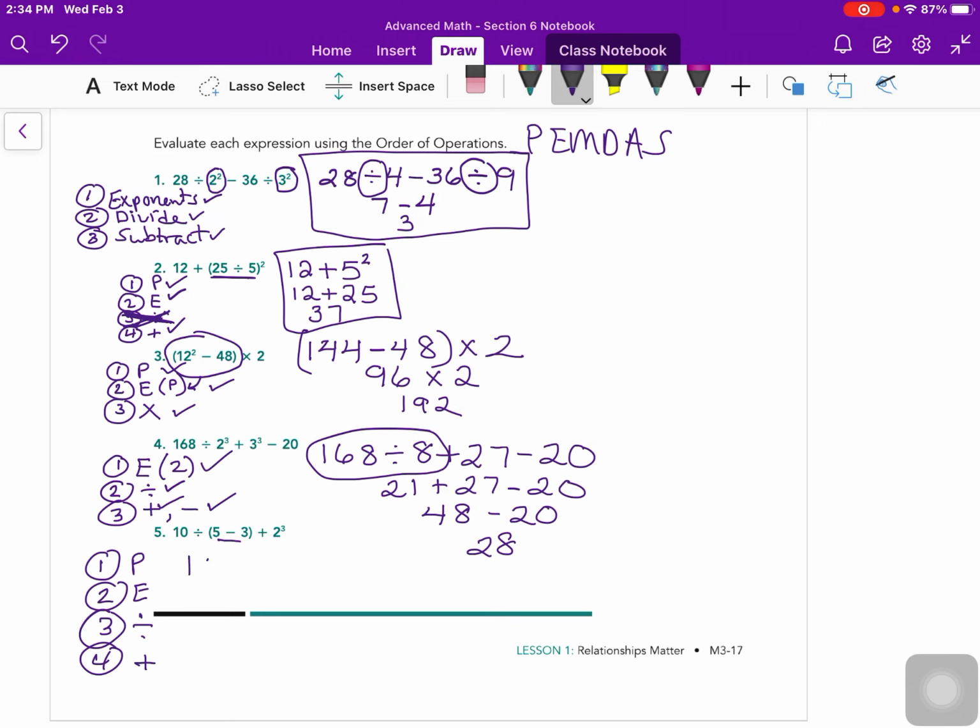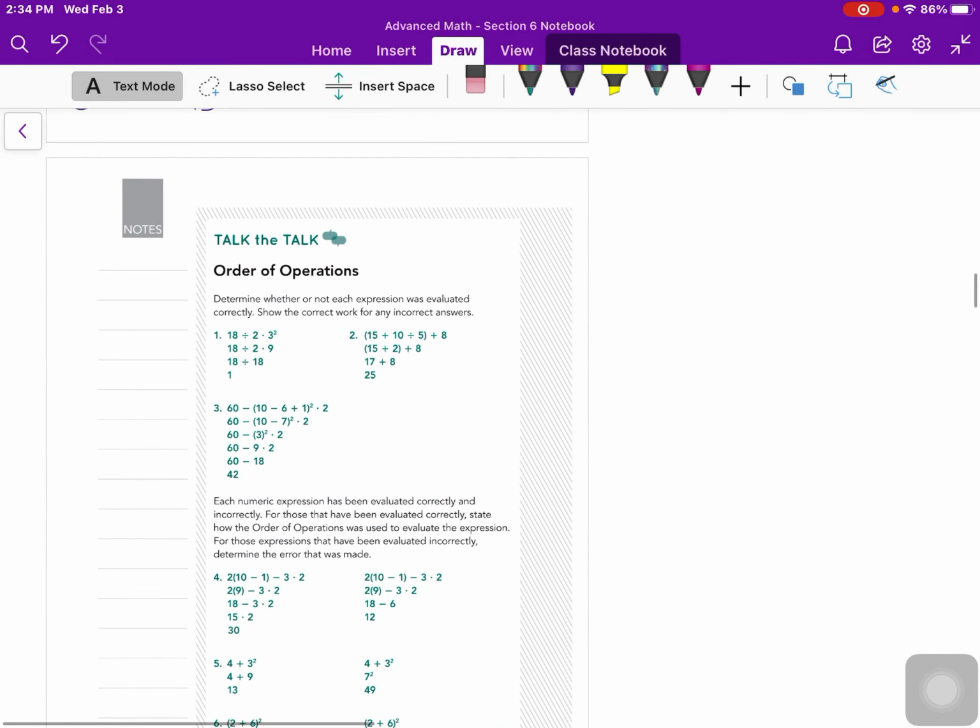Okay, in the parentheses, let's see, we have 10 divided by, what's in parentheses? 5 minus 3, that's 2. Done with that. Next step is exponents, so 10 divided by 2 to the third power. 2 to the third power is 2 times 2 times 2, which I know is 8. Done with the exponent. Then I move on to divide. 10 divided by 2 is 5. Done with that, and add. 5 plus 8 is 13. And that's the order of operations.